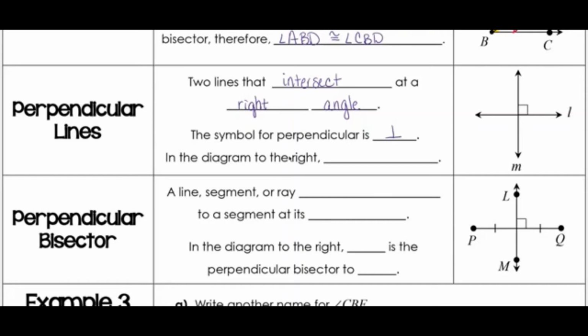So looking at the diagram to the right, when we see this line L and line M, if I wanted to make a statement of them being perpendicular, I would say L is perpendicular to M.